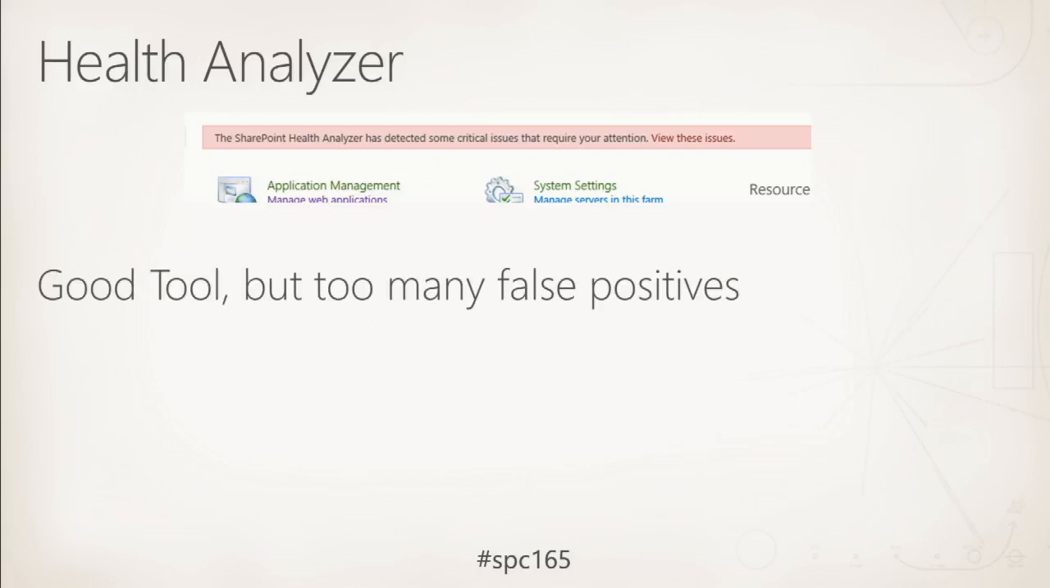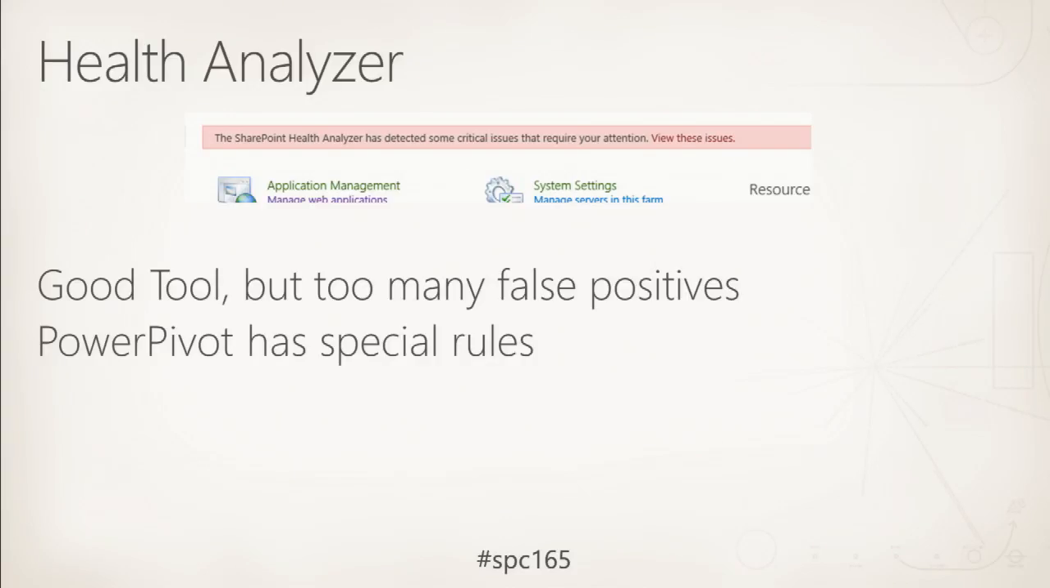I think it's a great tool, but you do get too many of these false positives. And the problem is with the rules. Well, the good news is you can go in and tweak these rules. When you install Power Pivot for SharePoint, you're going to get a whole new set of rules that are wrong. A lot more reasons for that thing to go red. But some of them are right.